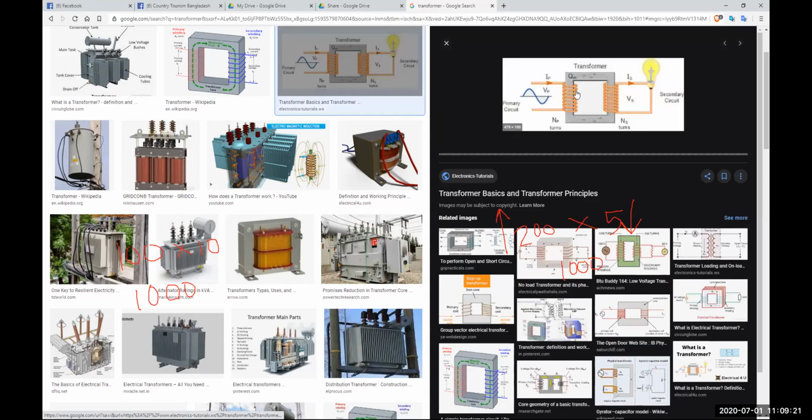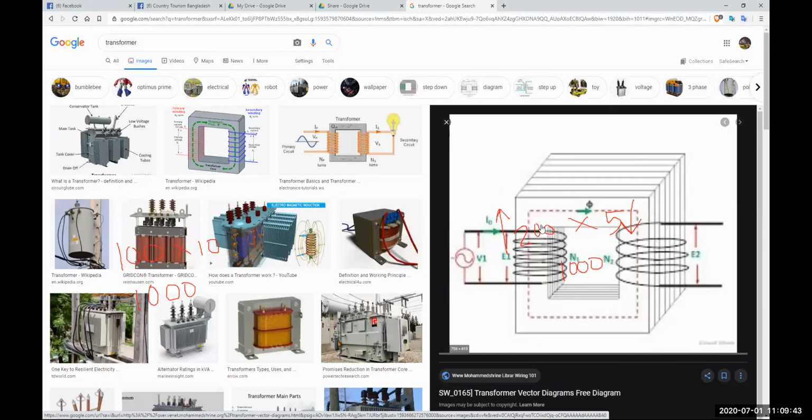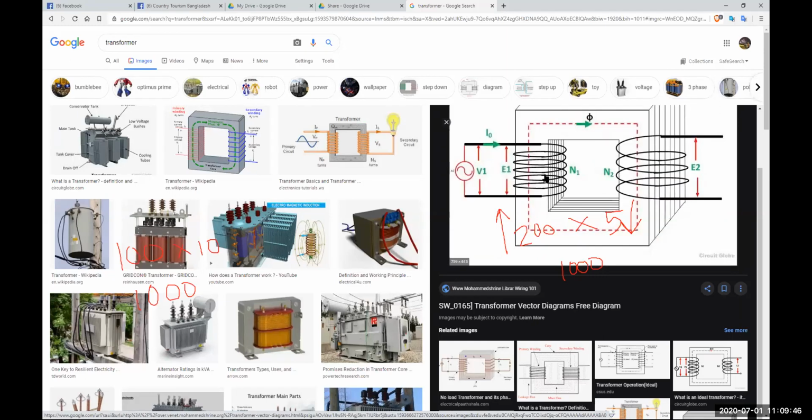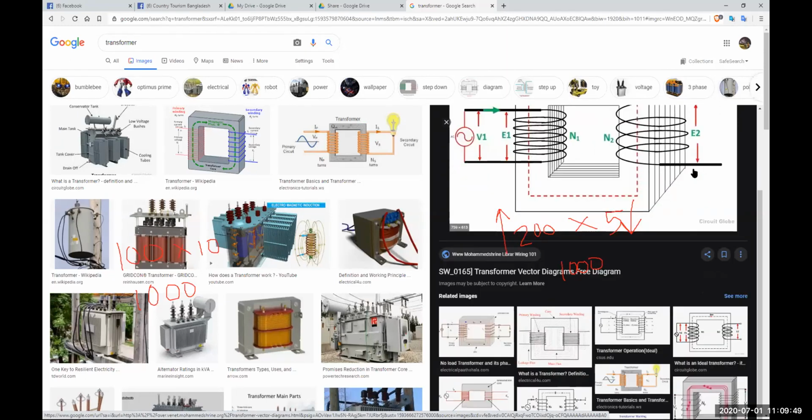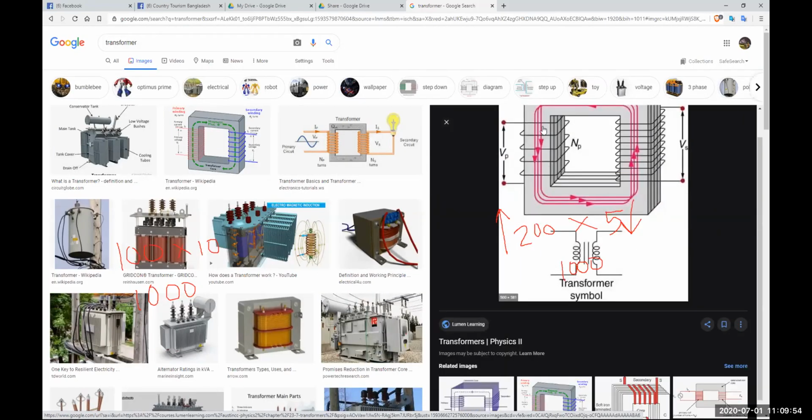Can you see here? Here, more wire. Here the number of rotations is more, and here the number of rotations is less. That means the voltage is decreasing. If the number of rotations is half, the voltage will be half. But in this case, you can see the rotations are more, so now the voltage will increase. Understood?